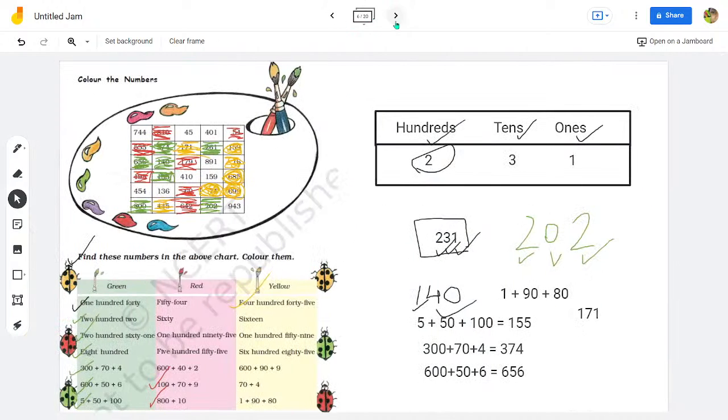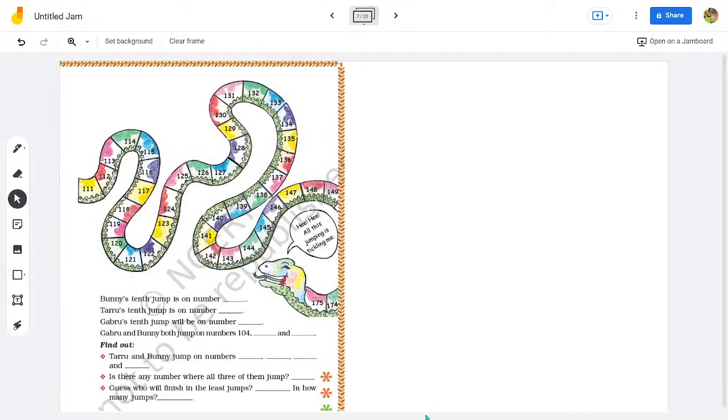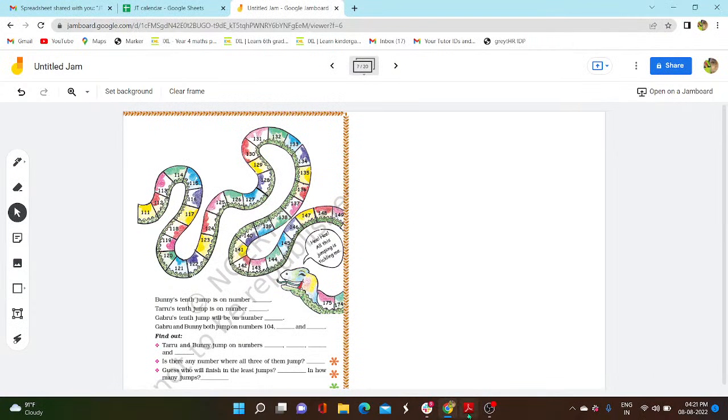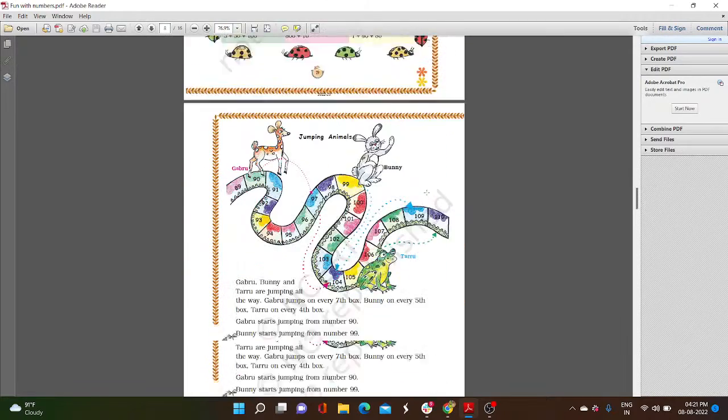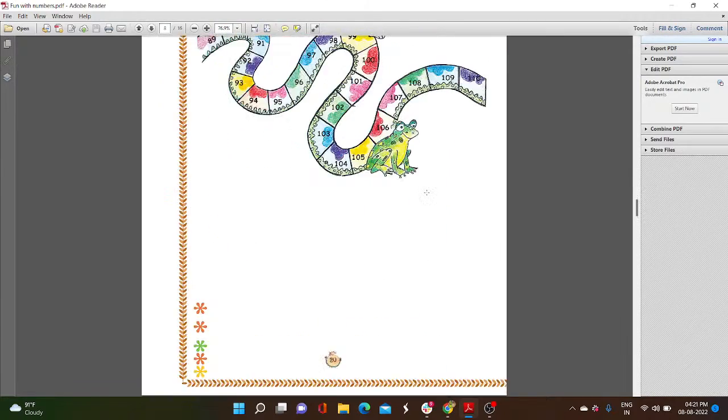So here is the part of the story. I would have to read the other part from your book. Okay, let's read this part.